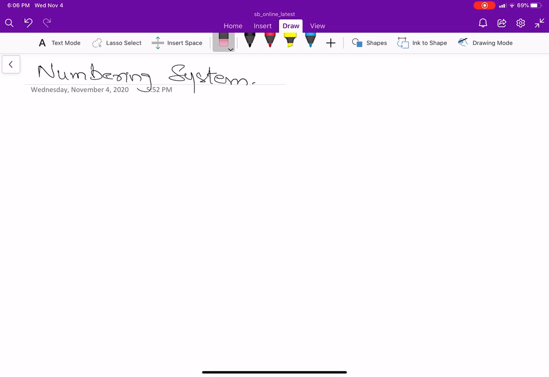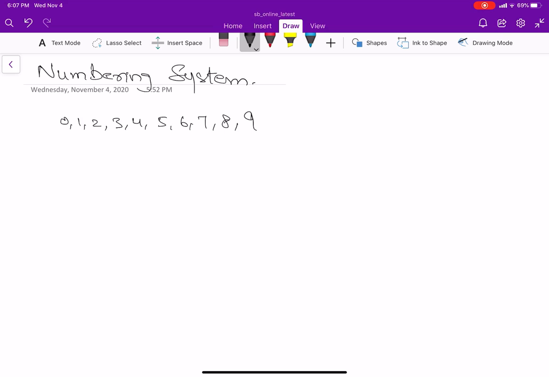So we have a numbering system in which we have 10 different types of digits. So 0, 1, 2, 3, 4, 5, 6, 7, up to 9. We start from 0. There are still 10 numbers, except instead of 1 to 10 it's 0 to 9. So there are 10 different numbers.